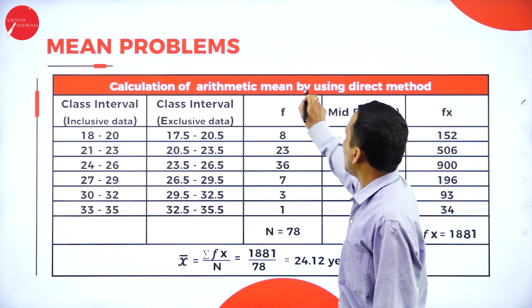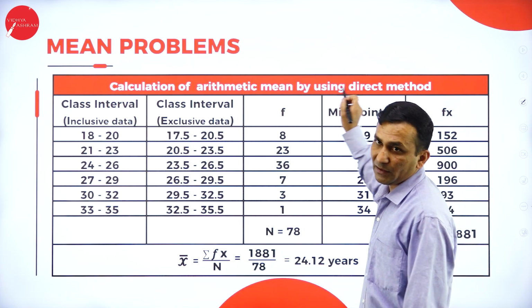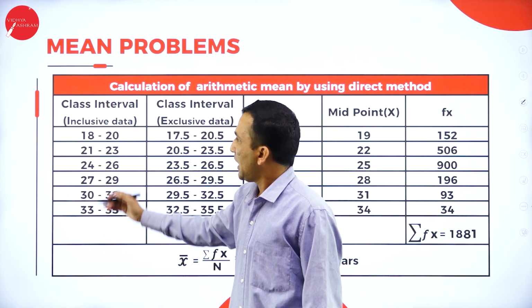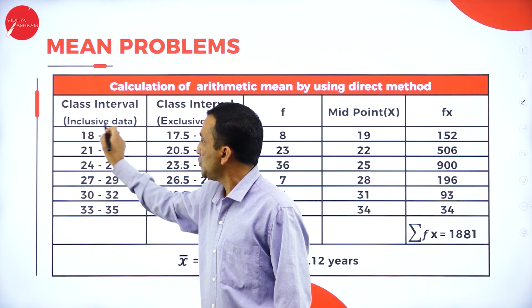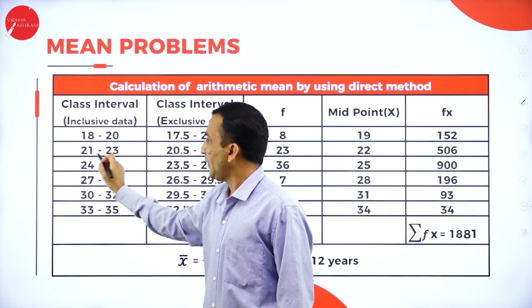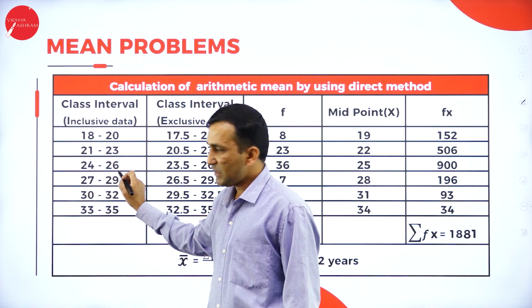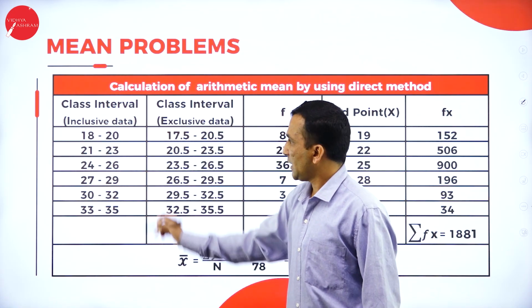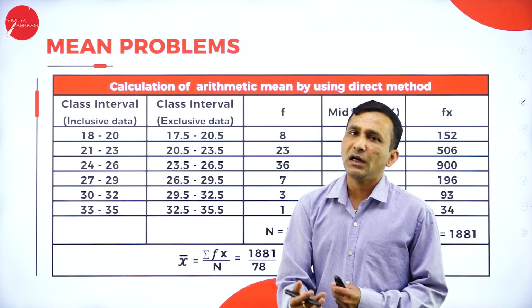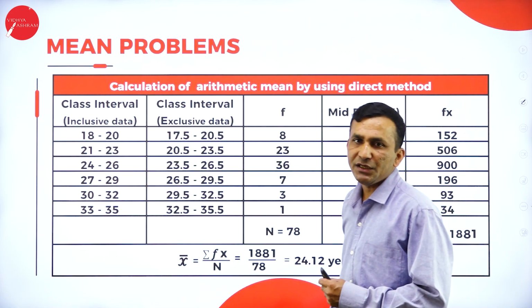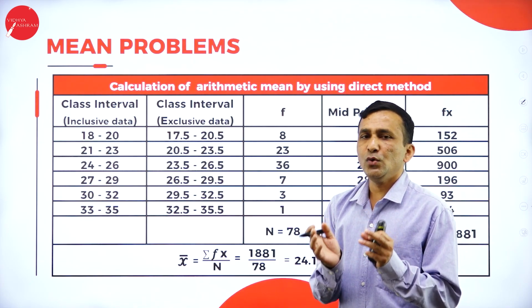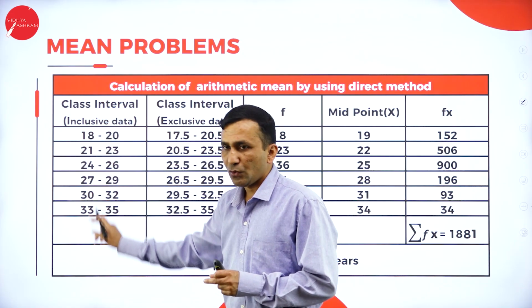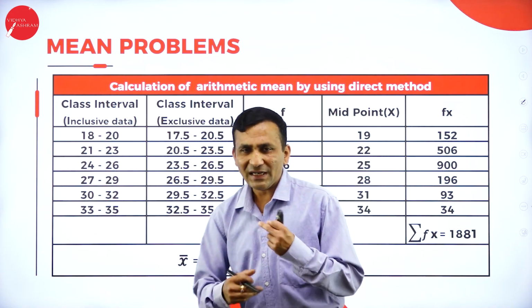So the calculation of arithmetic mean by using the direct method, because the question clearly specifies it. The first data, whatever is given, I have written as it is, because it is inclusive data: 18 to 20, 21 to 23, 24 to 26, 27 to 29, 30 to 32, 33 to 35. It is inclusive data. Now I want to convert. Now it looks like a continuous series. Continuous series means where you can find the lower limit as well as the upper limit open, then it looks like continuous data.